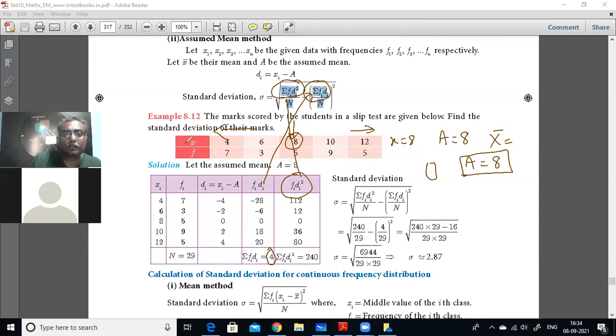Then this horizontal table you convert into a vertical table. 4, 6, 8, 10, 12 will come on this side. Then the frequencies 7, 3, 5, 9, 5 will come again like this.